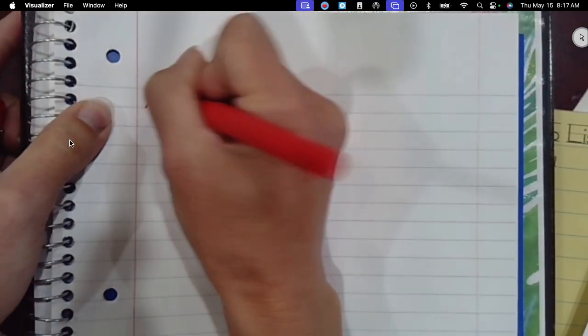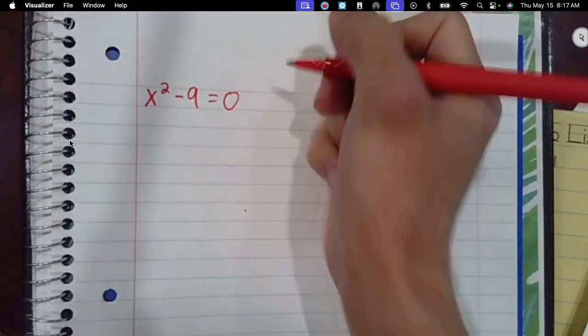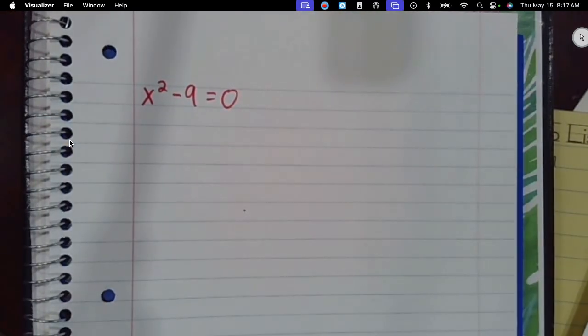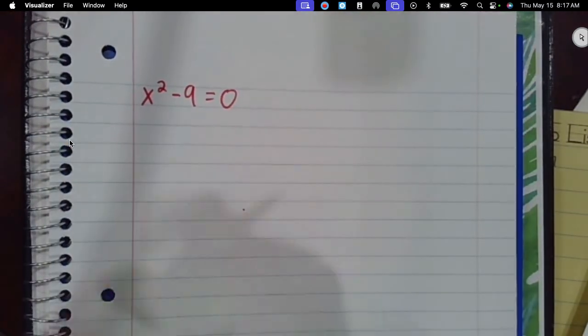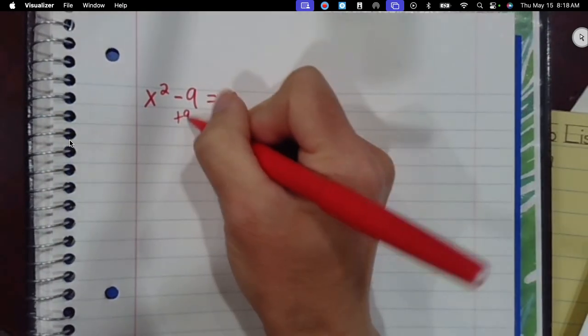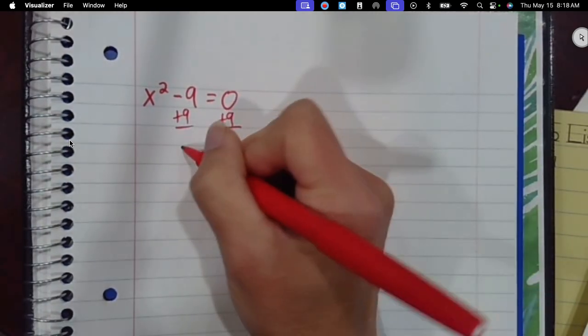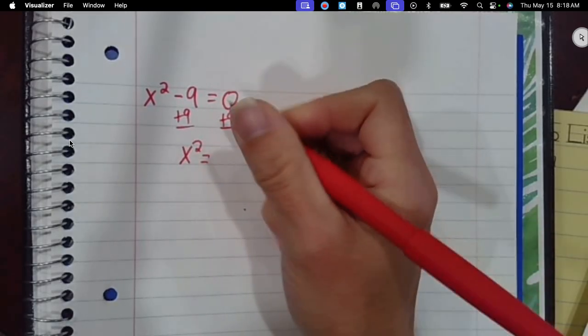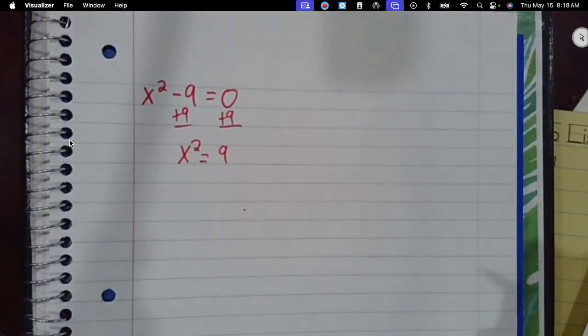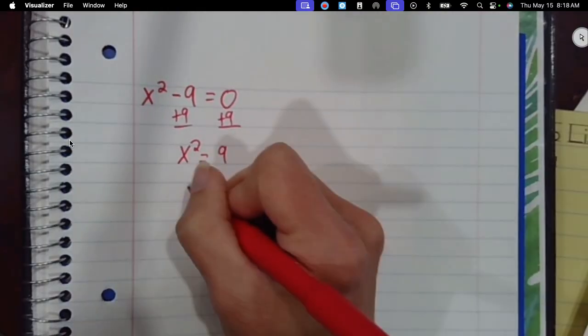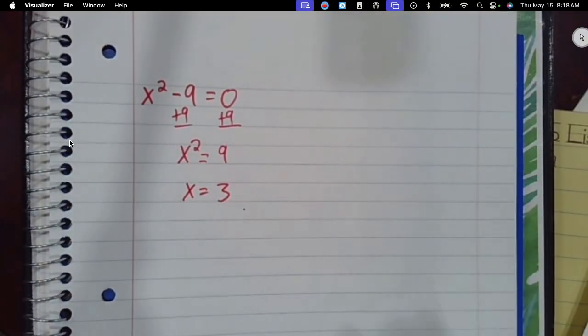For number 8, we've got x squared minus 9 equals 0. If you want to graph it, you can. You can graph x squared minus 9 and look at your 2 answers. Or we can just solve. How would we solve for x? What would we do with that 9? Yep, we would add 9. And then this is the tricky part. We get x squared equals 9. So how do you get rid of the square? You square root it. And you should automatically think 3.